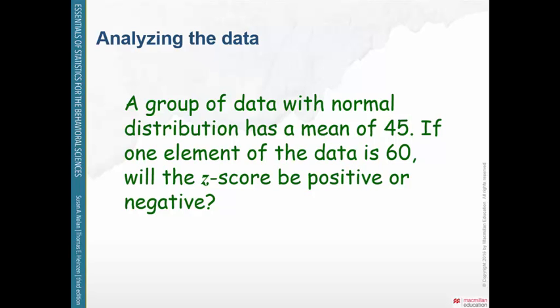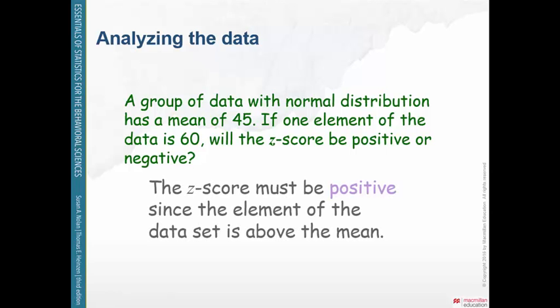Okay. A group of data with a normal distribution has a mean of 45. If one element of the data is 60, will the z-score be positive or negative? Well, you should be able to look at this and figure it out. If the mean is 45 and somebody scored a 60, which is above the mean, you know the z-score will be positive. All right, the z-score must be positive because the element of the data set is above the mean.